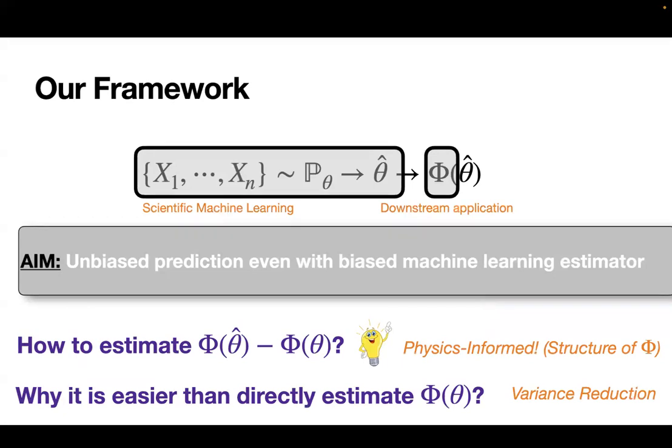And why it is easier, why we still need the theta hat here to help us, because today I just use the neural network as a variance reductor. I don't use the neural network as something that directly gives you the answer. I just use the neural network as a variance reductor, which makes your numerical simulation easier.